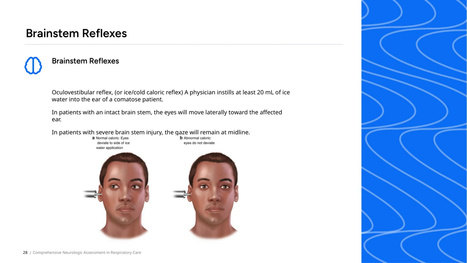This reflexive eye movement indicates that the pathways in the brainstem responsible for this response are functioning properly. However, if the patient has a severe brainstem injury, the gaze will usually stay at midline. In other words, you won't see that lateral eye movement. This test is crucial because it helps us determine the integrity of the brainstem. Remember, the brainstem controls many vital reflexes and functions, so assessing its status is key in neurologic care. Connecting this to the overall assessment, it provides valuable insight into the patient's neurological function and helps guide subsequent management decisions.